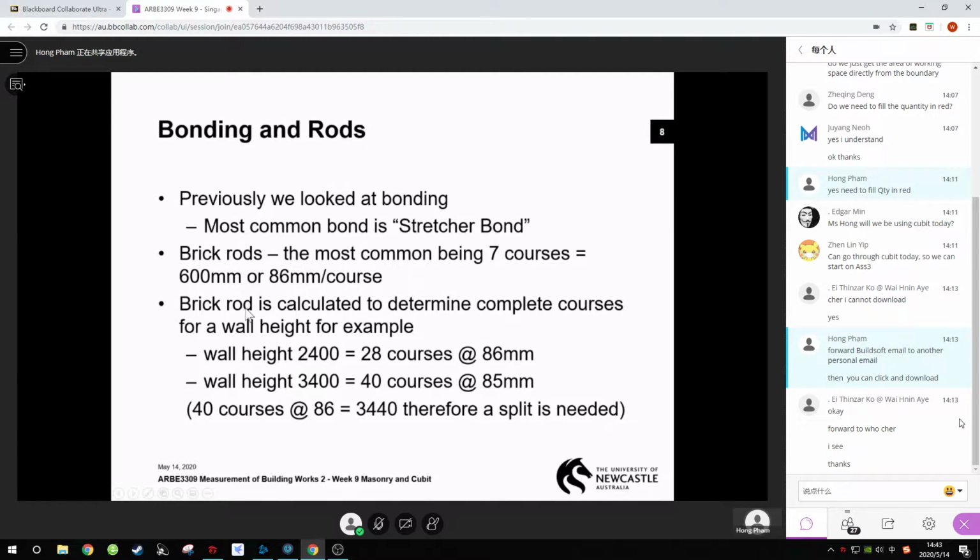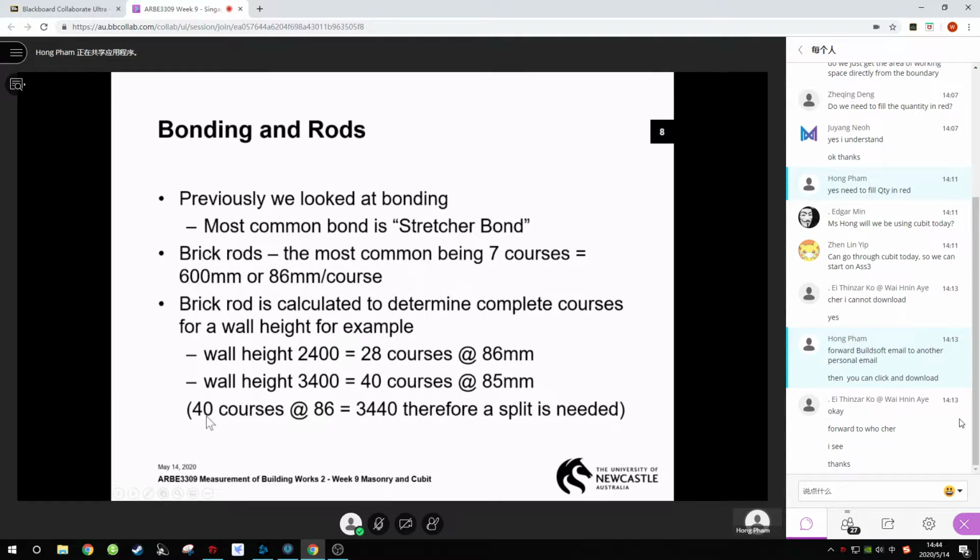So brick rod is calculated to determine the complete courses for walls, for example. Remember I told you that we need to have full courses instead of half courses or something like that. Okay, so if you have a 2.4 meter wall height, we will have 28 courses at 86 mm. What does it mean? It means we'll have 10 mm of mortar joint. If we have 3.4 meters, we will have 40 courses of 85 mm. It means we will have slightly thinner mortar joints.